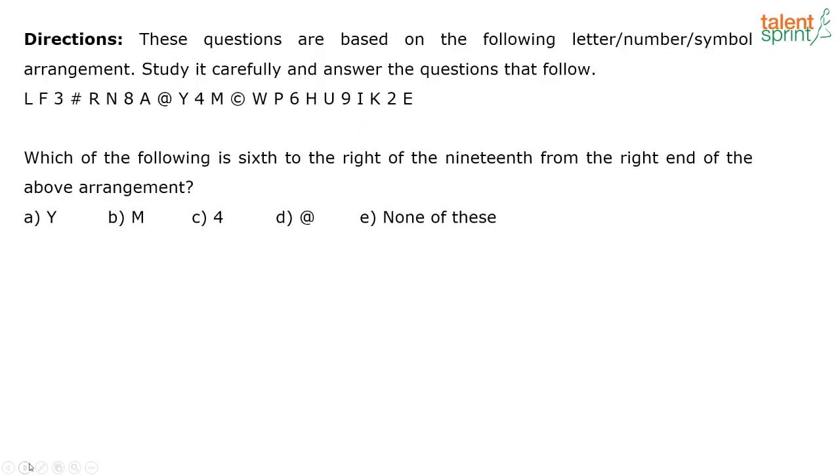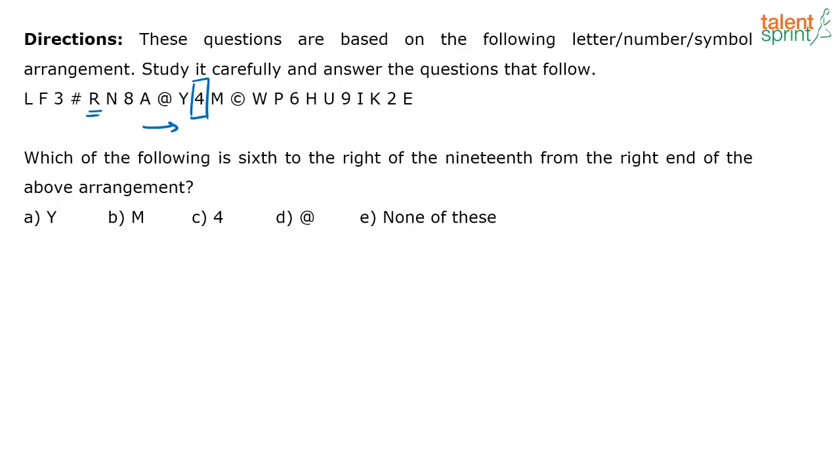Next one. Which of the following is 6th to the right of the 19th from the right end of the above arrangement? This is the given arrangement. So the 19th from the right end is 1, 2, 3, 4, 5, 6, 7, 8, 9, 10, 11, 12, 13, 14, 15, 16, 17, 18, 19. So this is the 19th from the right end. Which is 6th to the right of this means again on this side, correct? 1, 2, 3, 4, 5, 6. So which is the 6th element that we are looking at? That is 4. This is one way of doing it.